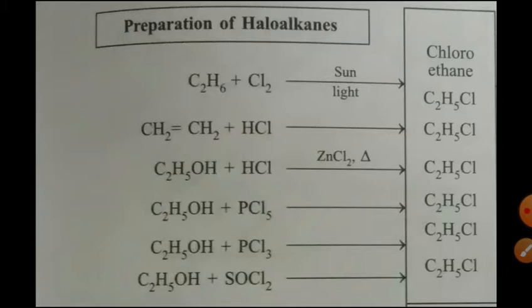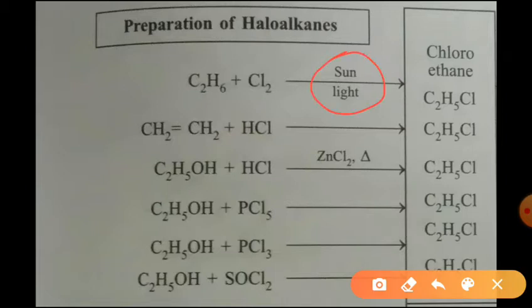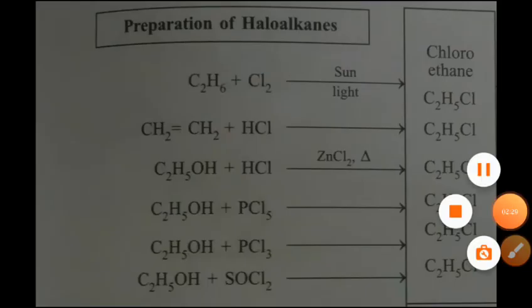So you need to know the method, the conditions, like over here you require sunlight. When you react you require free radical substitution. When you are reacting with HCl for alcohol you require ZnCl2 for Lucas reagent. Thionyl chloride, generally it takes place in presence of solvent pyridine, so that neutrality is maintained. So these are the methods for the preparation of chloroethane specifically that we are talking about.